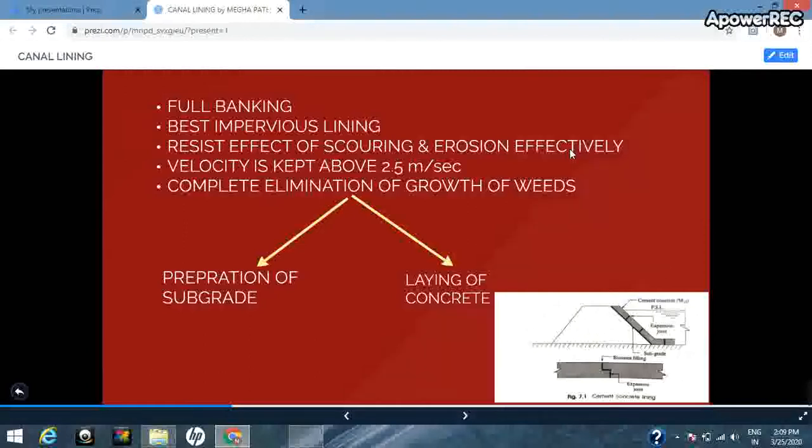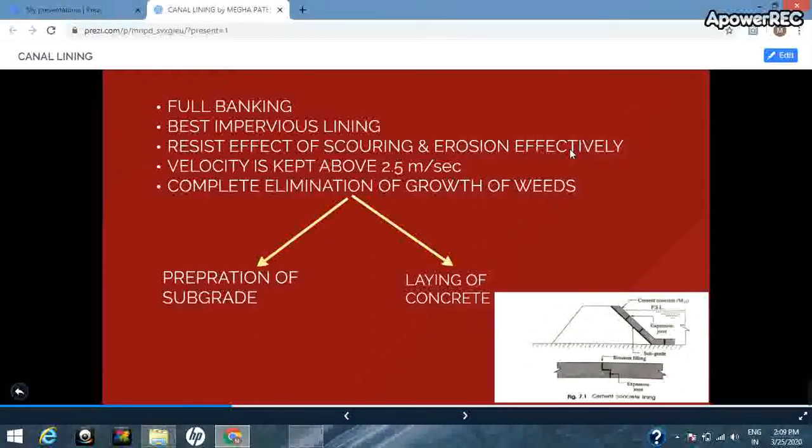It is the best impervious lining. It also resists the effect of scouring and erosion effectively. The velocity is usually 2.5 meter per second and above. The most important advantage of this type of lining is that it completely eliminates the growth of weeds.